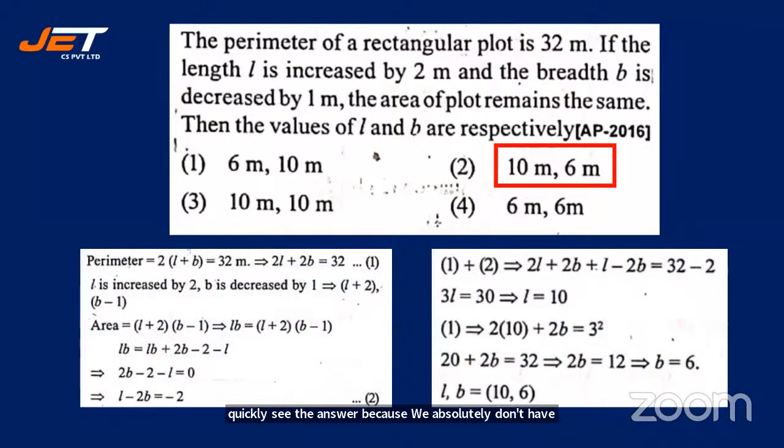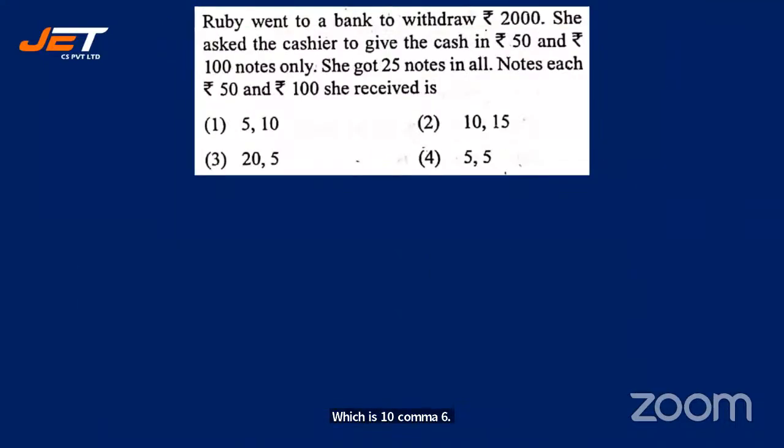The perimeter is twice of length plus breadth, so you're getting it as 32. And the length is increased by 2, which means it is L plus 2, all right? And B minus 1. So find out the area by multiplying and by finding out the value of L and B, which is 10, 6. All right. Yes. See the next question.